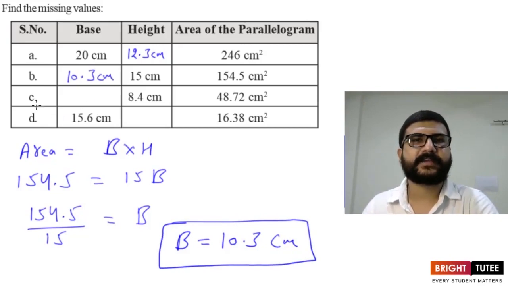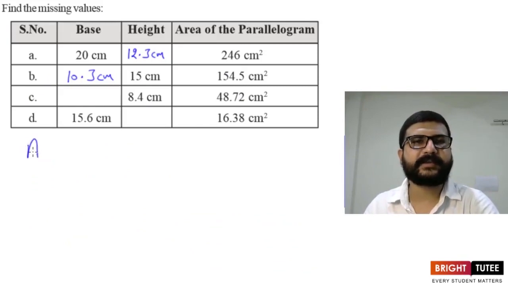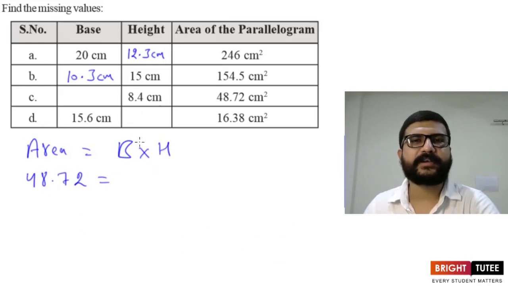centimeters. Now in the next part also we have to find base again. Height is given and area is given. So again by using the same formula, area is equal to base into corresponding height. So here area is 48.72. This will be equal to 8.4 into b. So this is basically 8.4 b.